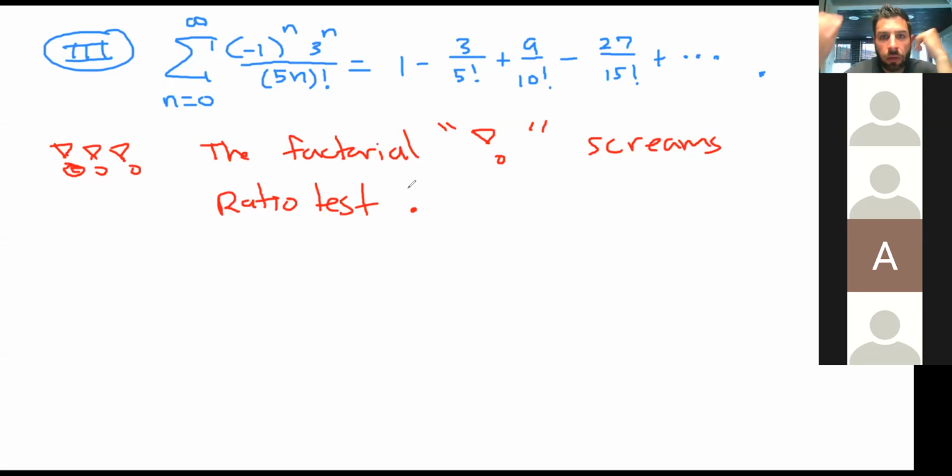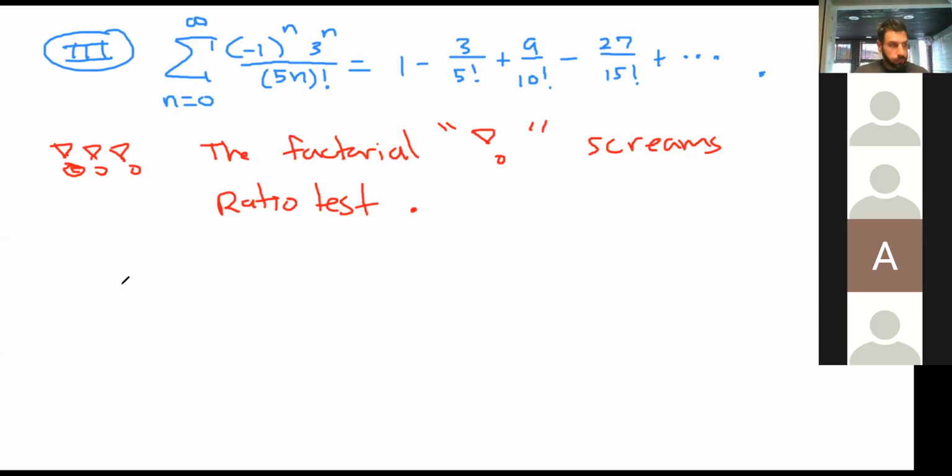Hopefully it does. Now let's show you how we can go about doing that. Let's get a different color here. I wish there were more colors on here. We'll use this weird red here. Okay, so the ratio test says we have to do the following.